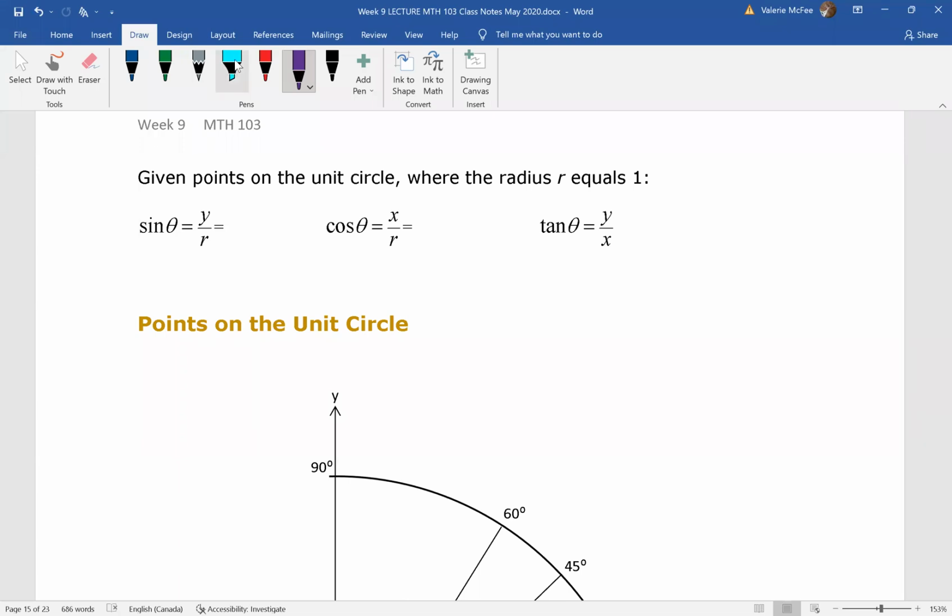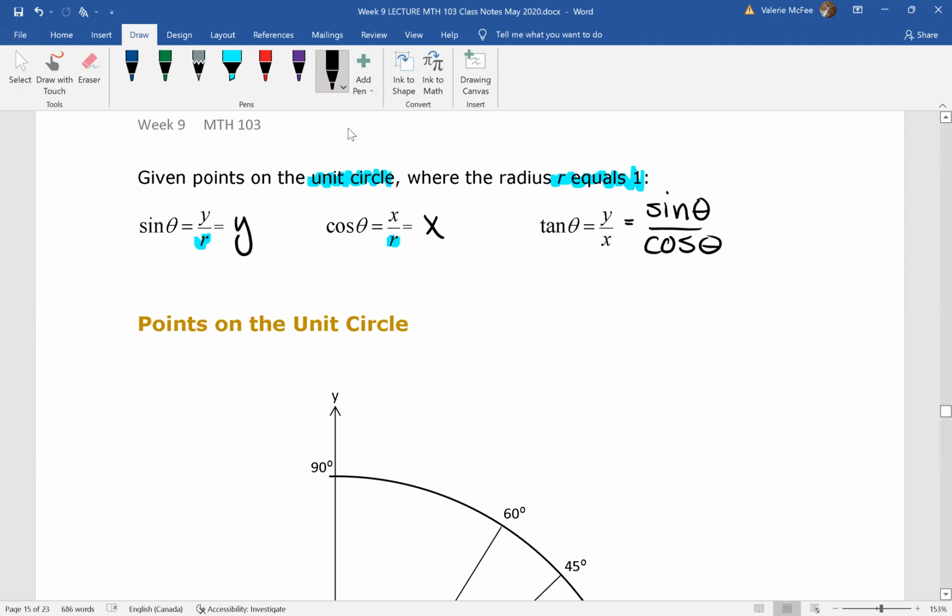Because we are looking at points on the unit circle where the radius r equals 1, we can say that sine is equal to y, cosine is equal to x, and tangent then is equal to sine over cosine.